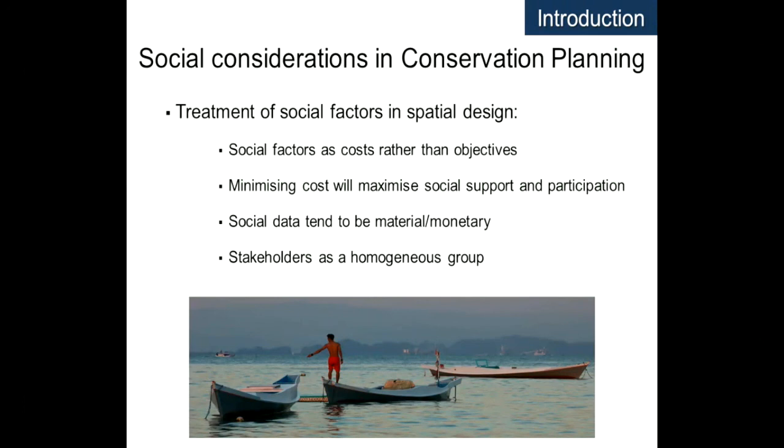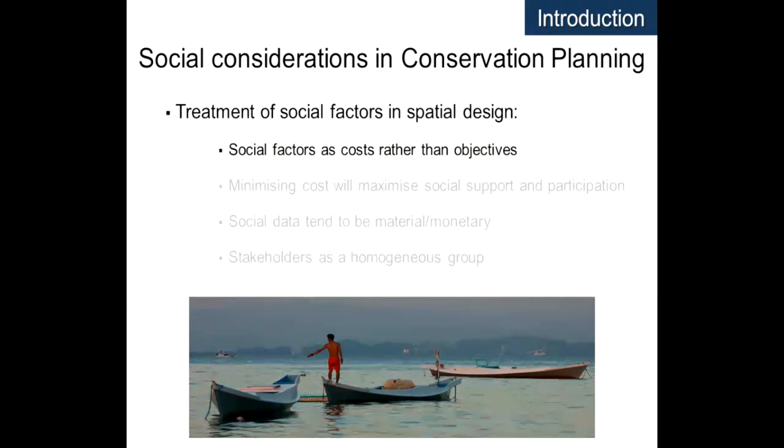There are 4 key aspects of how they are, and the first is that social factors tend to be considered as costs to be minimised whilst meeting biodiversity objectives. This puts stakeholders as antagonists to conservation, and asking people what they want to give up for conservation is a lot less likely to garner their support than asking them what their objectives are. And importantly, research in economics and psychology has shown that people tend to weigh costs and benefits quite differently. They tend to weigh costs a lot more heavily than equivalent gains.